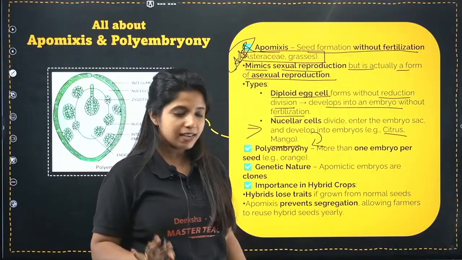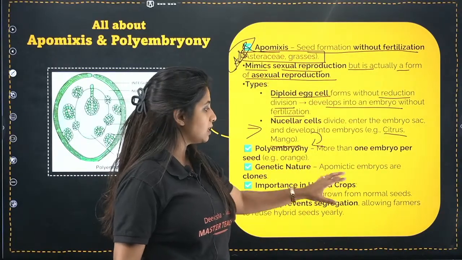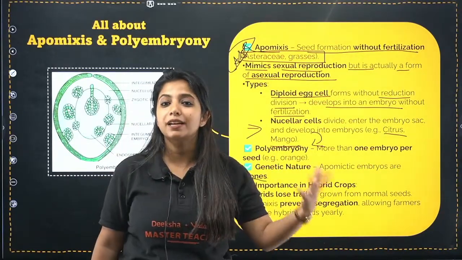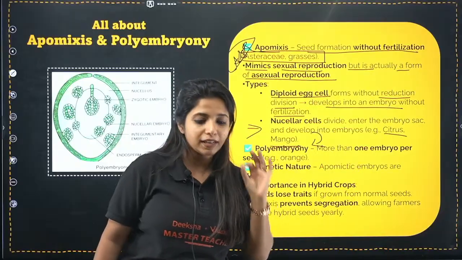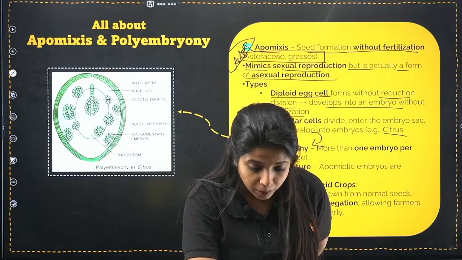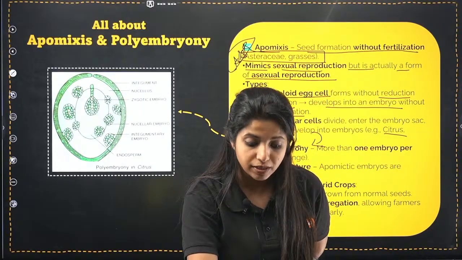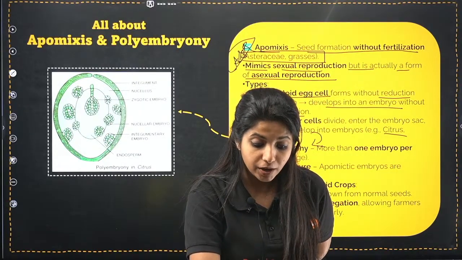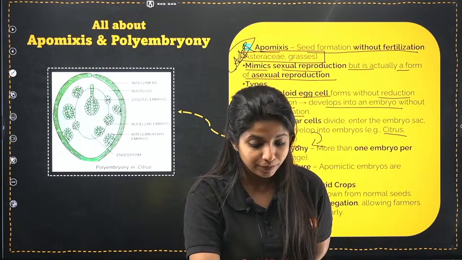Cool. Yes, what is the genetic nature of the apomictic seeds? They are going to be exactly like the parent plant, clones. They are going to be exactly like the parent plant which is there. Now, difference between parthenocarpy and apomixis: apomixis results in production of a seed, whereas parthenocarpy results in the production of seedless fruit.